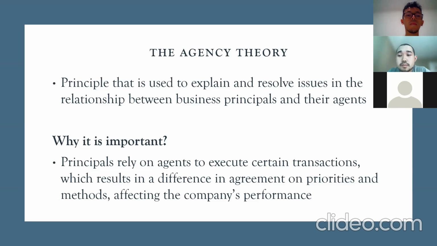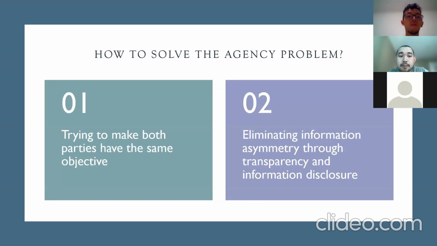So why is this important? Because principals rely on agents to execute certain transactions, which results in a difference in agreement on priorities and methods, affecting the company's performance. So how can we resolve these issues? First, we can try to make both parties have the same objective. For example, if the owner wants to focus on the environmental aspect for the company, but the manager wants to focus on sales, first they have to talk and focus on one same goal.